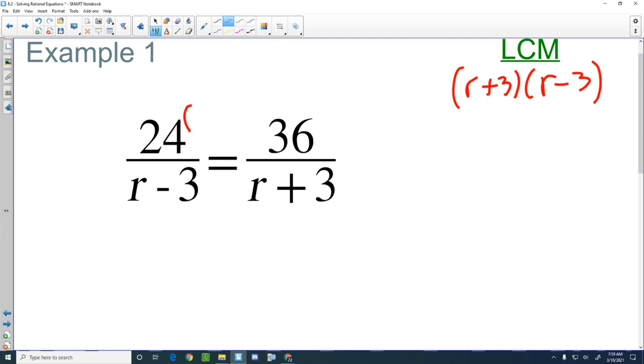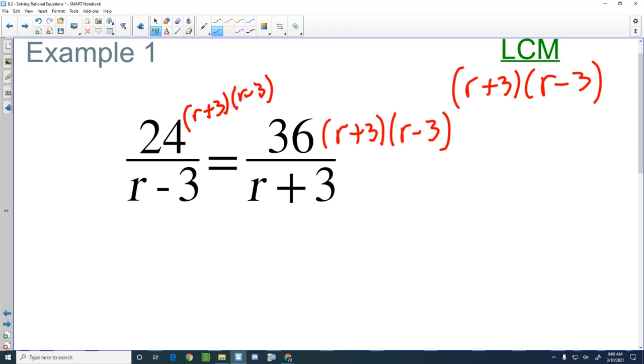If I were multiplying 24 times that, I would just write this (r plus 3)(r minus 3). It's like I'm multiplying that in the numerator with the 24. Don't actually distribute or anything. Just write those factors out by each numerator. Same thing here, (r plus 3)(r minus 3). Which I'm allowed to do, right? Because if I multiply the left side by some value, I multiply the right side by that same value, we're allowed to do that. It keeps the equation balanced.